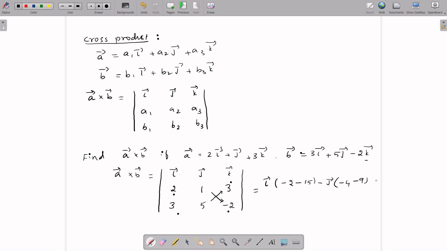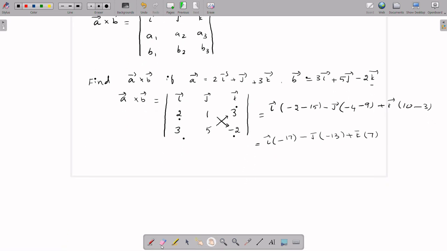Then plus k vector into, leaving this row and column, the remaining terms. So 2 into 5 is 10, minus, by the formula, 3 into 1 is 3. So this is i vector into minus 17, minus j vector into minus 13, plus k vector into 7, since 10 minus 3 is 7.